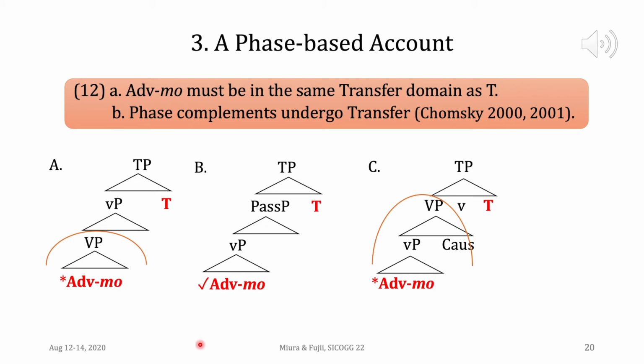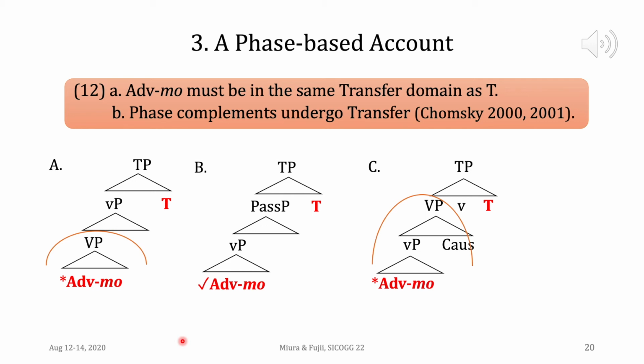So now we are in section 3. The remaining question is exactly what kind of locality is involved. How can we explain the distribution of ADV mo that we have seen? Here we will propose a phase-based account of the three generalizations, and then go on to discuss some loose ends in the next section.